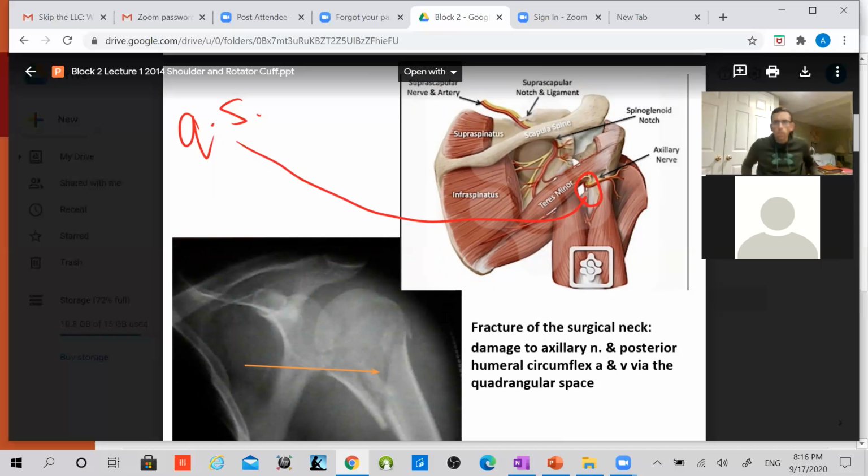When you know the function of a muscle and the patient says, I can't lift my arm in that direction, it's going to give you a clue as to what's going on. Is there weakness? Is there deficits in strength?